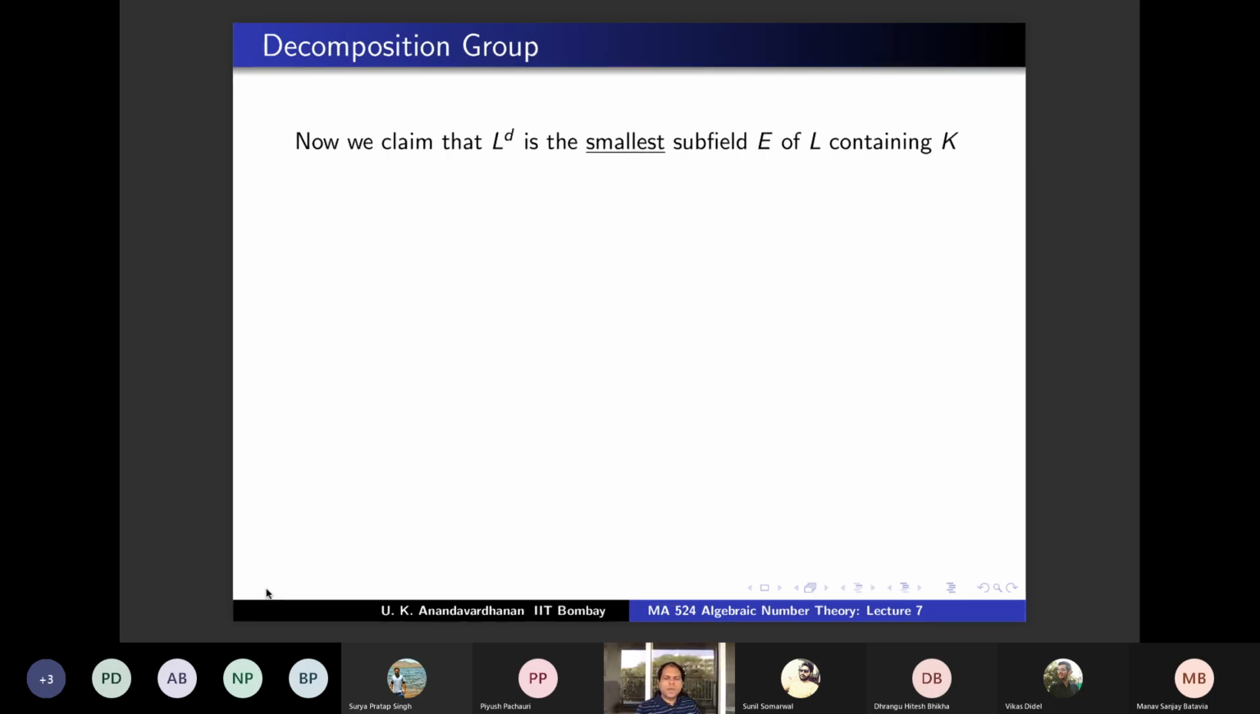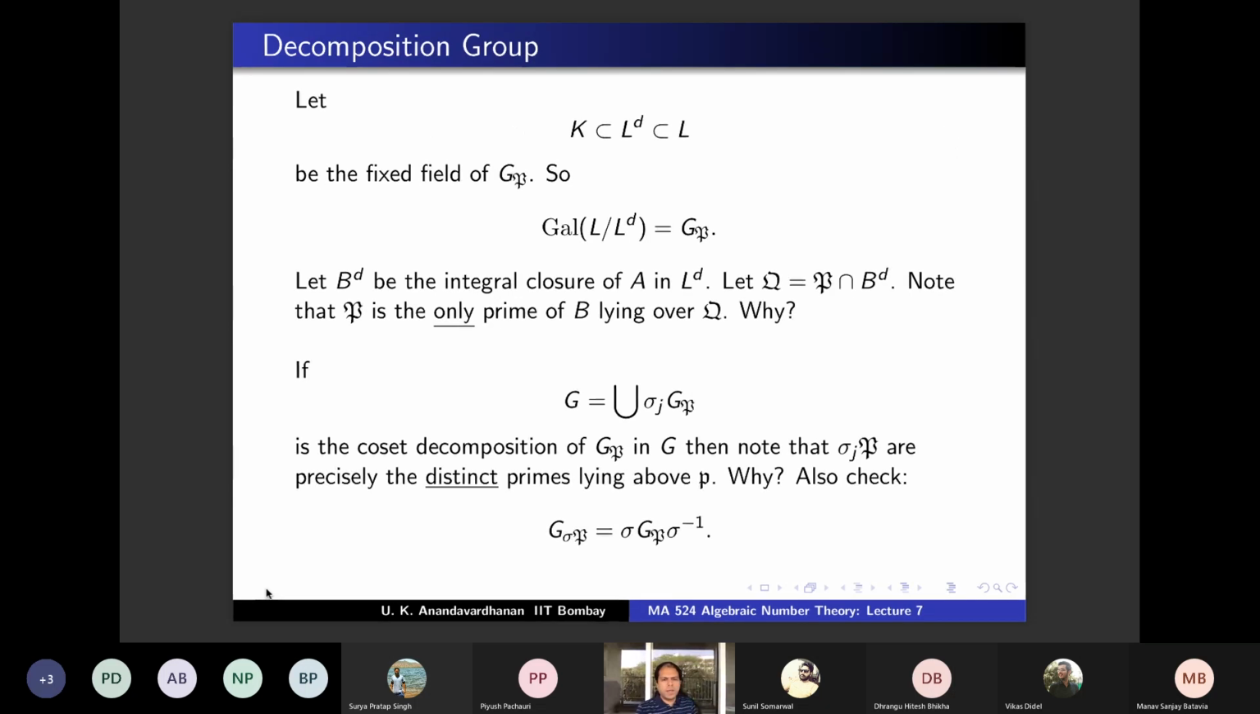And now we are going to make a claim about this decomposition field LD. So this is the decomposition field. This has a property. First of all, we have observed that if you take P here and the corresponding decomposition field, the prime ideal here, which is P intersection the ring here, which we call Q, then P is the only prime of B lying over Q. This we have already seen.